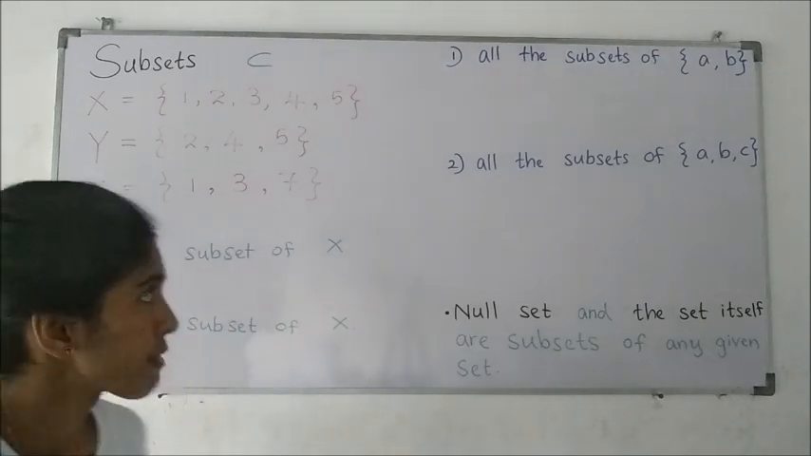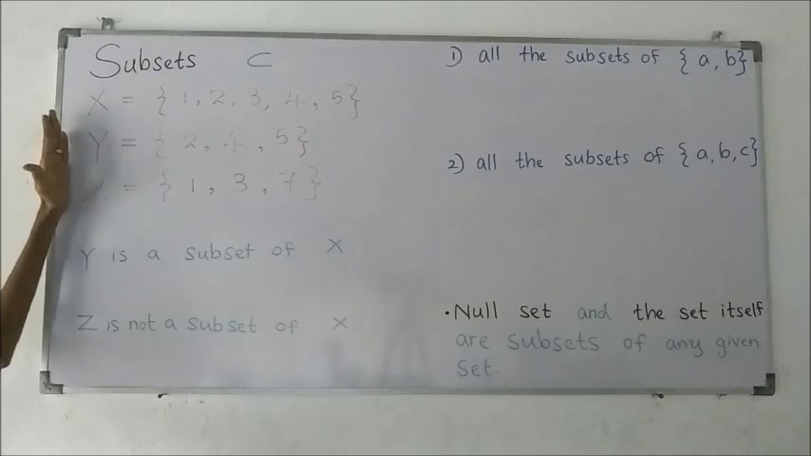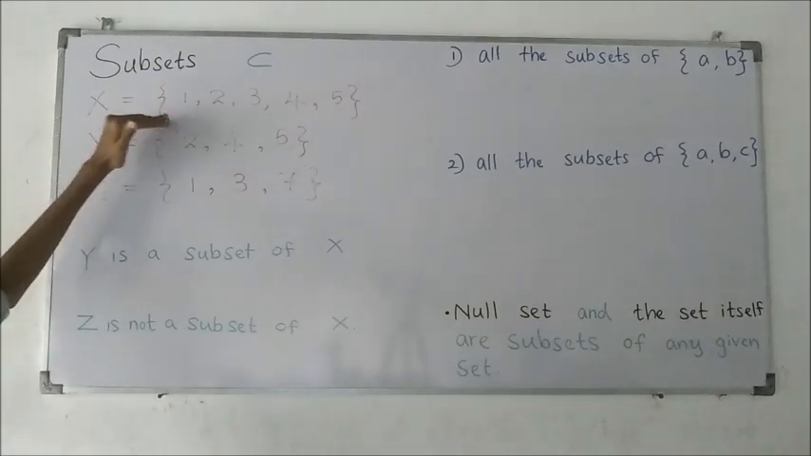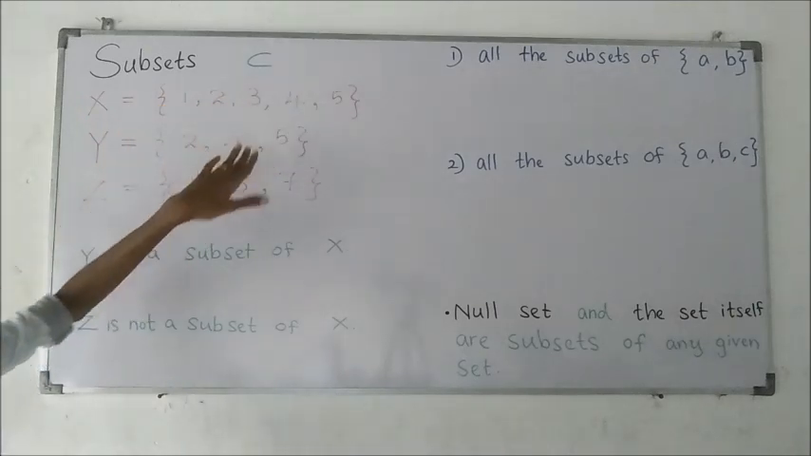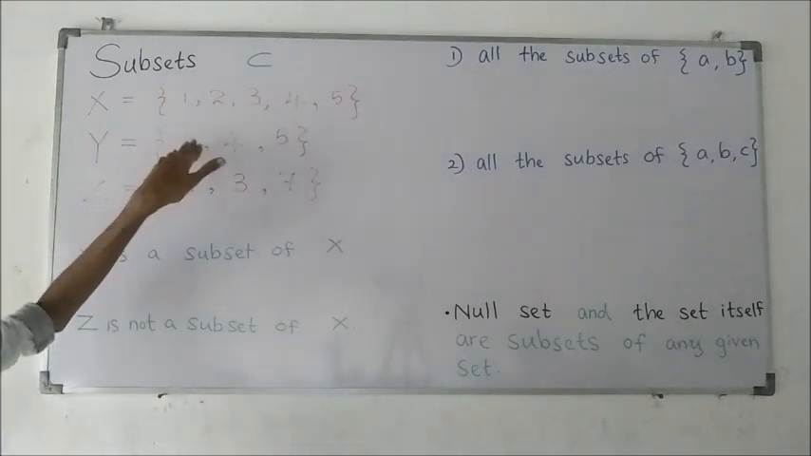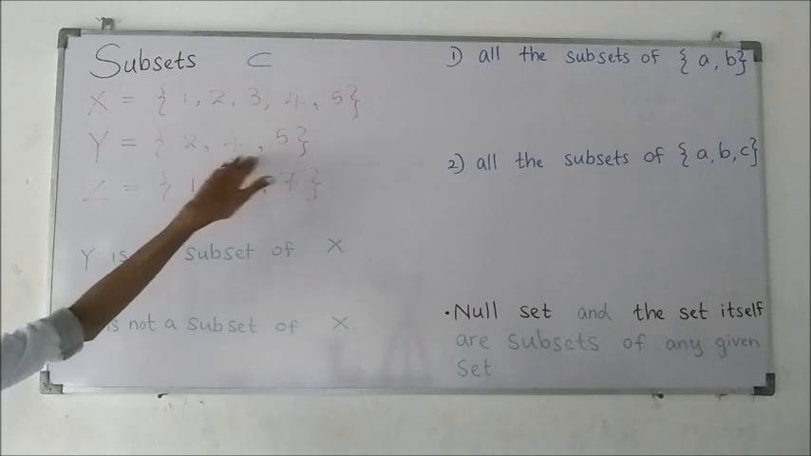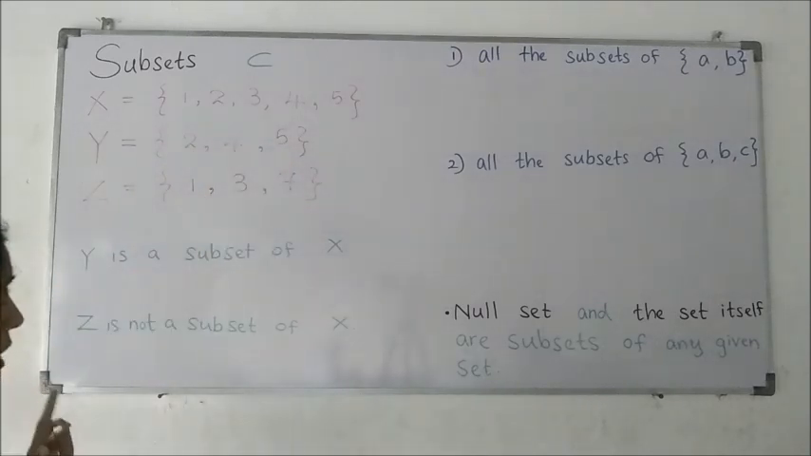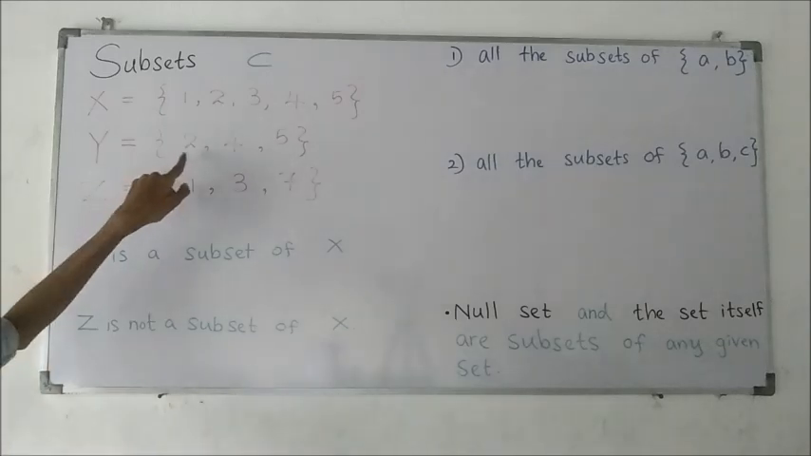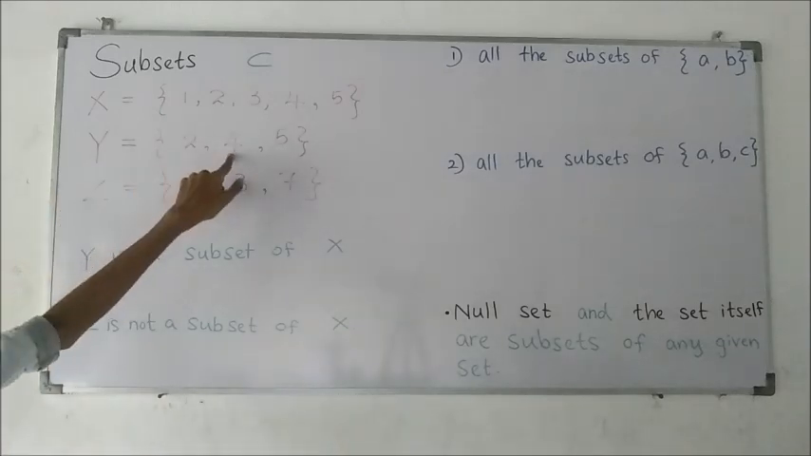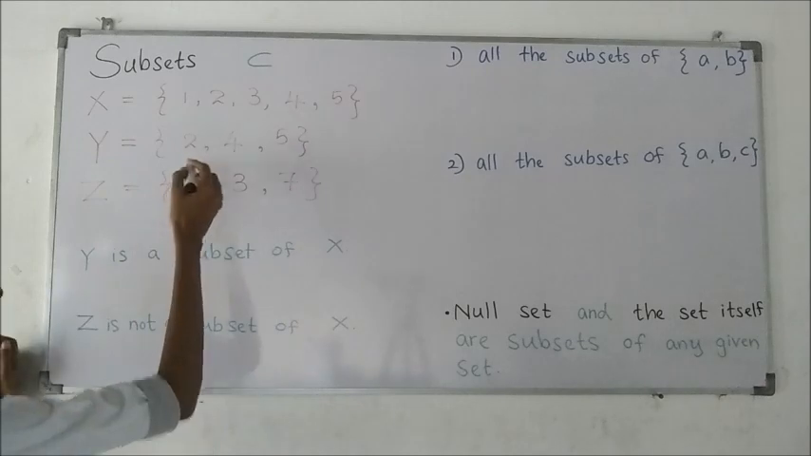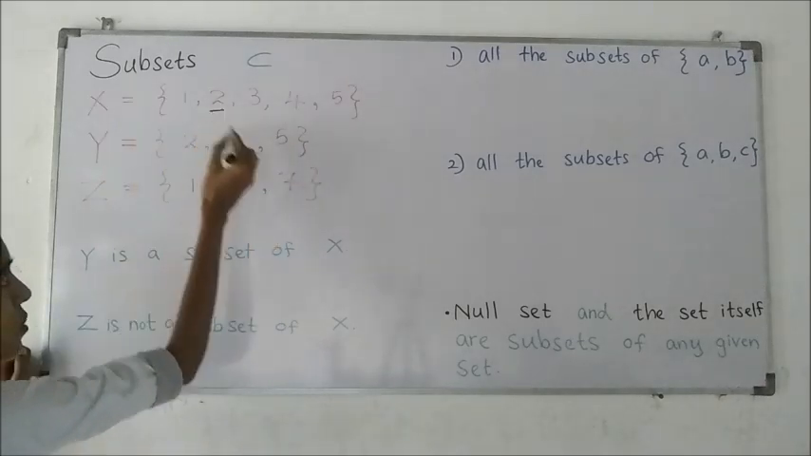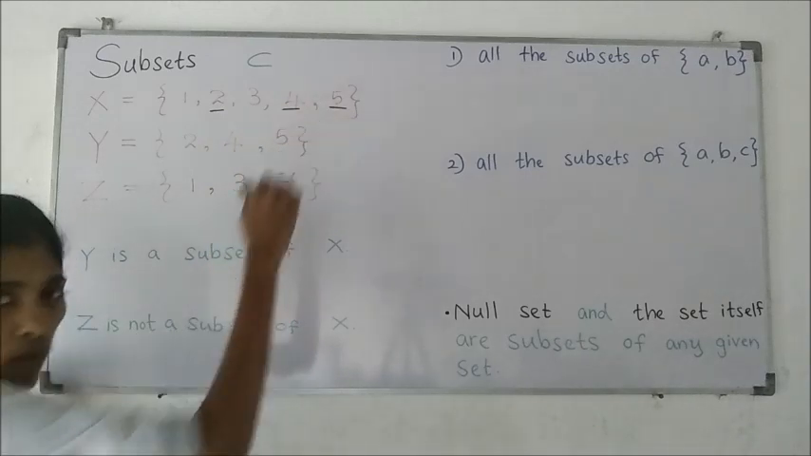For an example, let me explain with the help of these 3 examples. I have given you 3 sets. In the first set, set X, 1 to 5, all the digits are there, and in set Y we can see 2, 4, 5. In set Z, 1, 3, 7 can be seen. So look at set Y, 2, 4, 5. All these 3 elements can be seen in set X. See, 2, 4, 5.